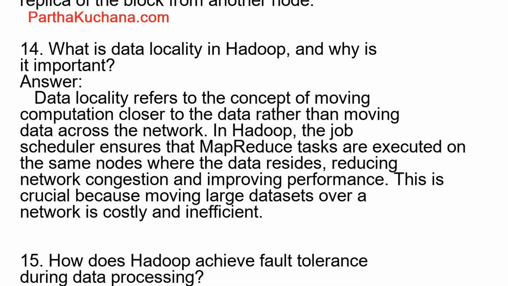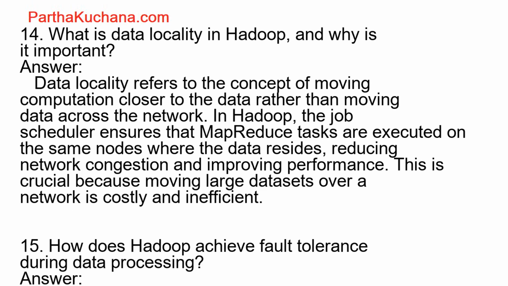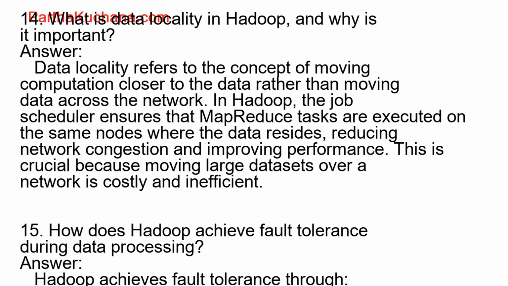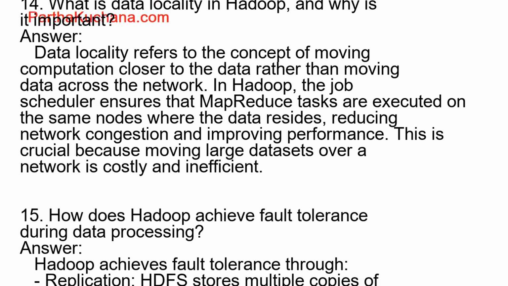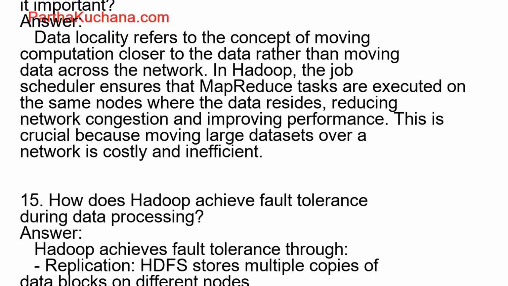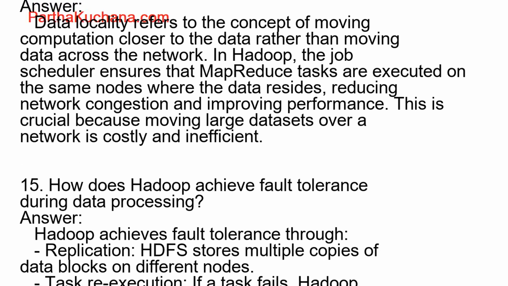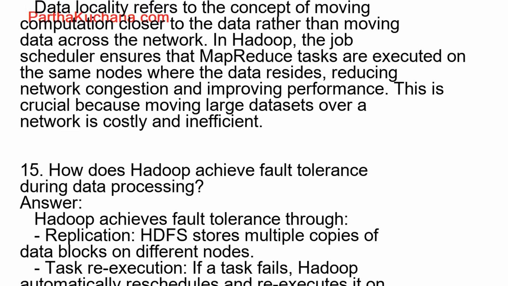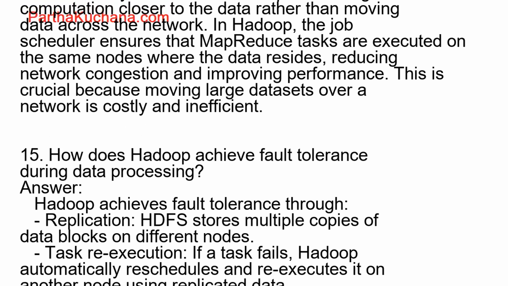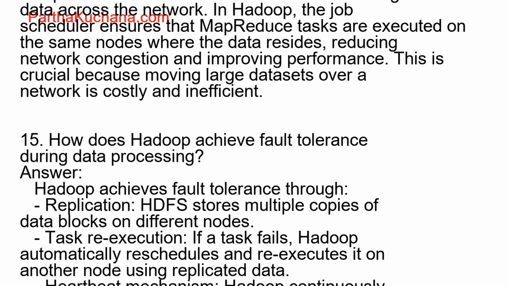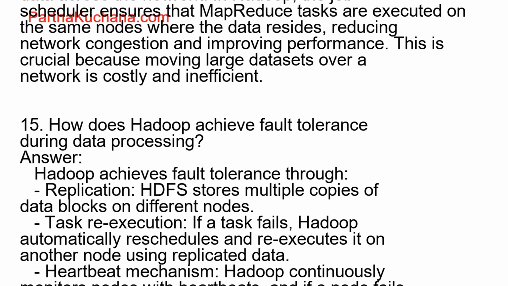16. What is speculative execution in Hadoop? Answer. Speculative execution is a performance optimization technique in Hadoop where slow-running tasks, or stragglers, are duplicated and executed in parallel on other nodes. The system completes the task using whichever node finishes first. This helps mitigate the effect of slow-running tasks and improves overall job performance.